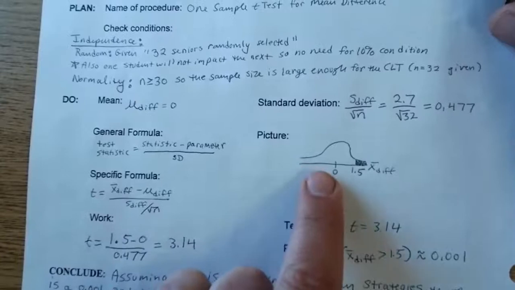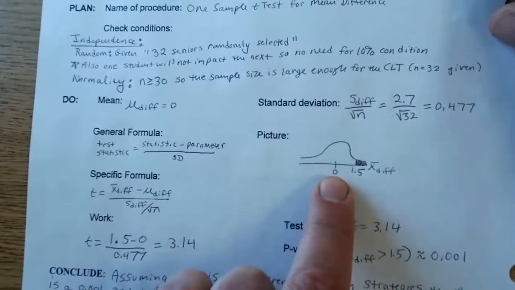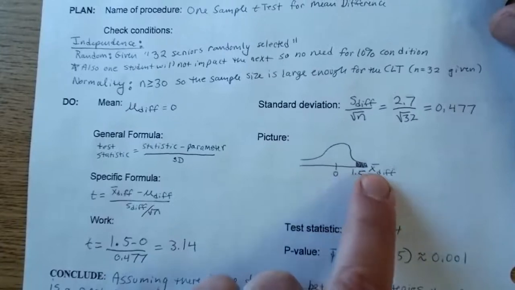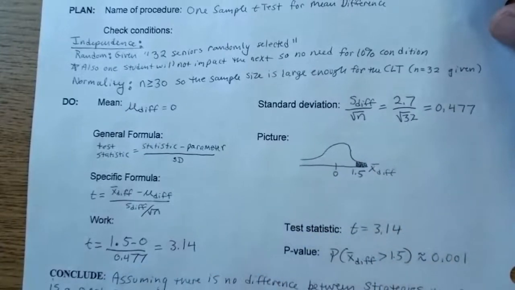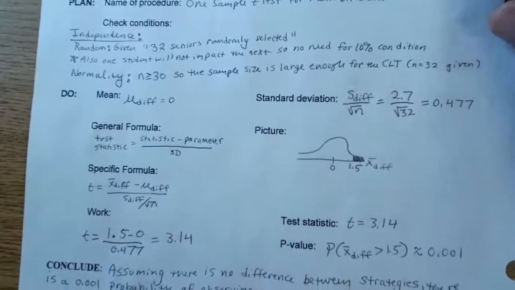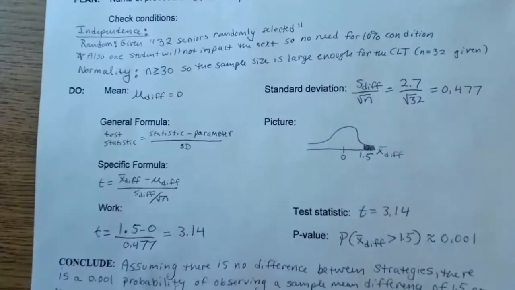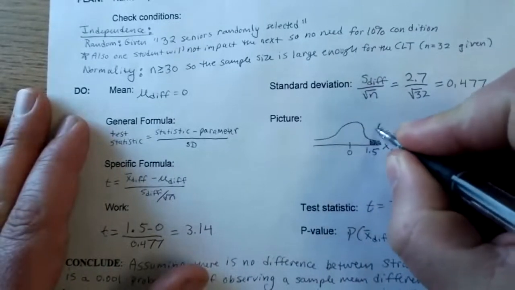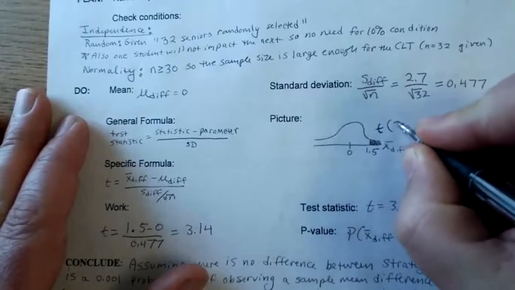A nice little rough picture, assuming that the center is 0, that there is no difference. The probability of having a difference of 1.5 or greater will be represented by this picture. That's perfectly fine. I guess I forgot to write on there, this is a t-distribution, and the degrees of freedom are 31.